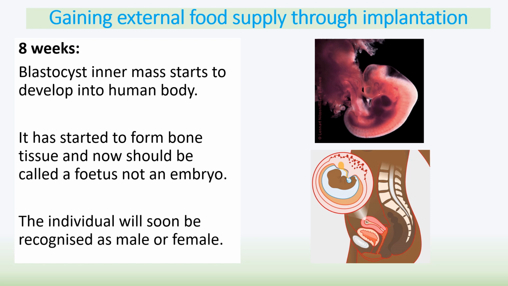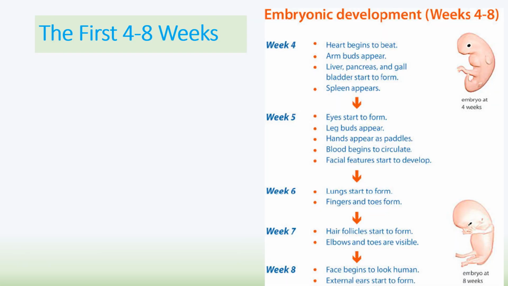So you see the rapid development once it's implanted into the mother's uterus and it starts to get oxygen and food. And then if we look at how this works quite quickly here, I found this as a nice summary picture. At week 4, the heart starts to beat, the arms start to appear, the liver, the pancreas, the gallbladder forms, the spleen forms. So you see differentiation happening.